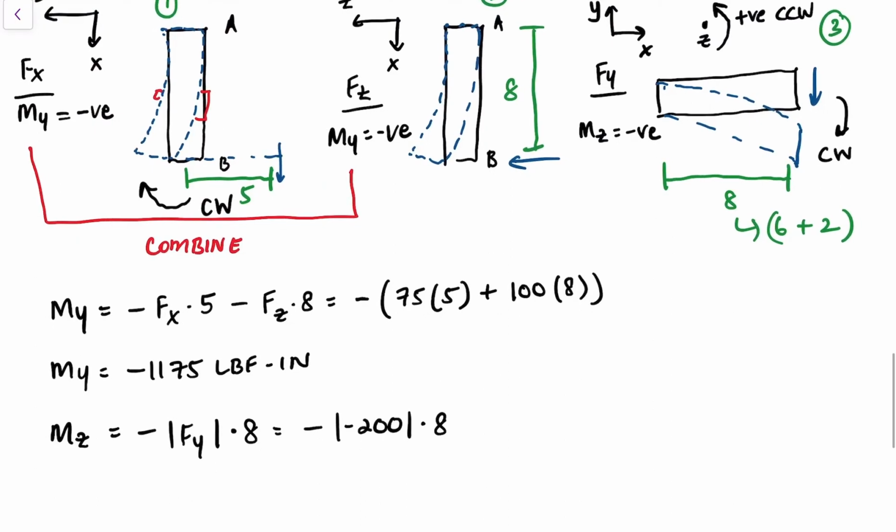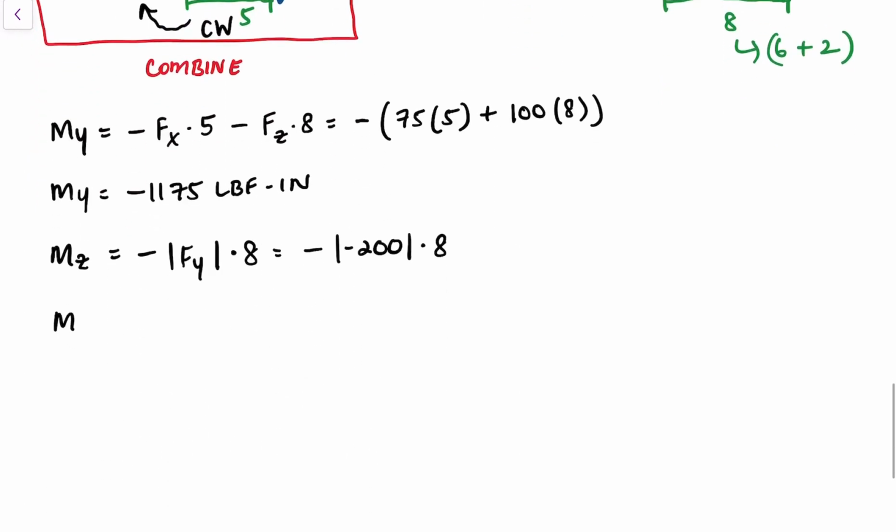Right? Or you could say, okay, Fy I'm going to take as pointing upwards. And I'll just say, okay, this is Fy, and then I'll preserve the sign and use it later and say it's just going to be Fy times 8, but Fy is actually negative 200 because I preserved the sign and then multiplied by 8. Either way works. So Mz is negative 1,600 pound-inches.